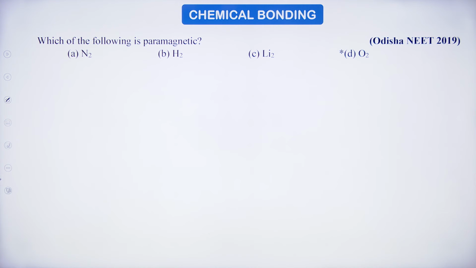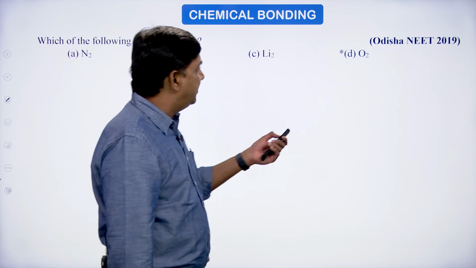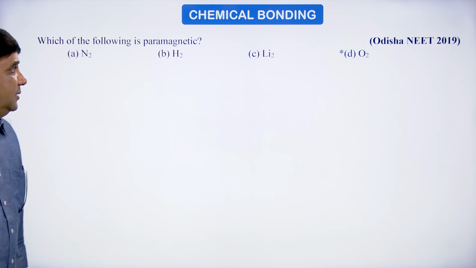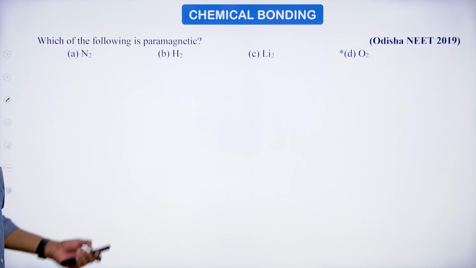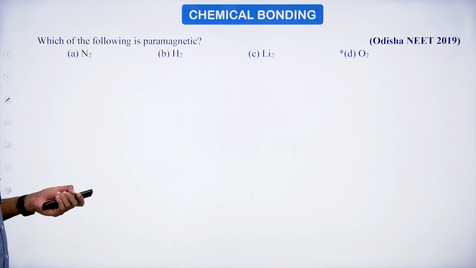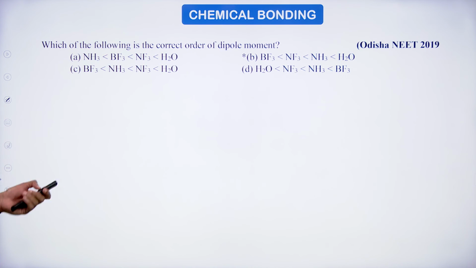Which of the following is paramagnetic? O2 is paramagnetic. We know that O2 is paramagnetic because of the presence of unpaired electrons in pi star 2px, pi star 2py and pi star 2pz. Therefore it is paramagnetic in nature.